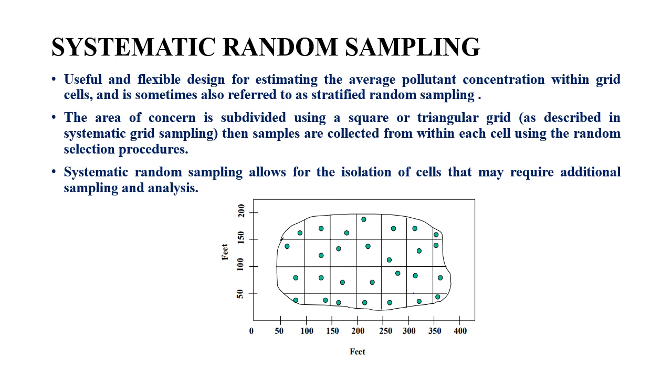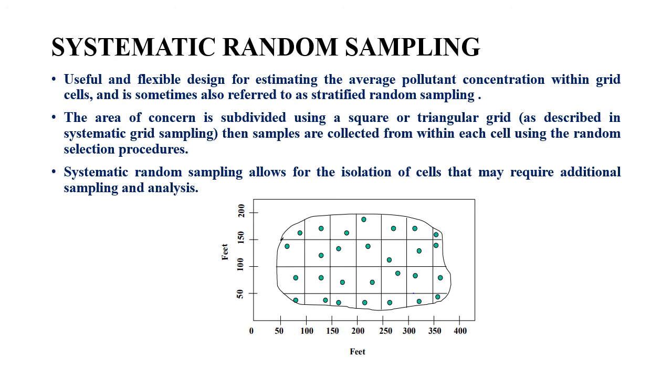So within each cell, you can choose either one or even more than one sampling location or sampling point. The advantage is that here you will be able to get the average pollutant concentration within each cell, and this type of systematic random sampling allows for isolation of a cell that may require additional sampling and analysis. That is, when you are analyzing the samples within the cells, one of the cells which requires additional sampling or analysis can also be identified.